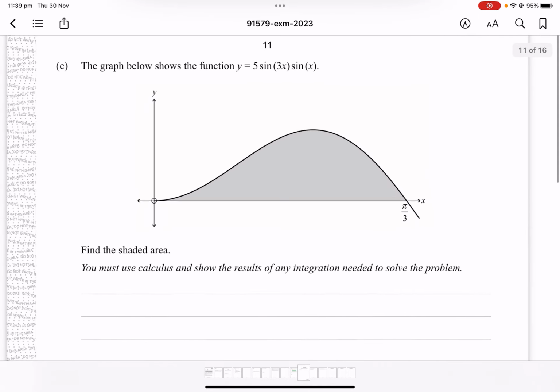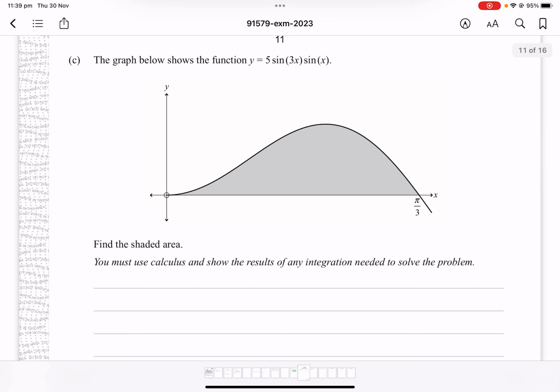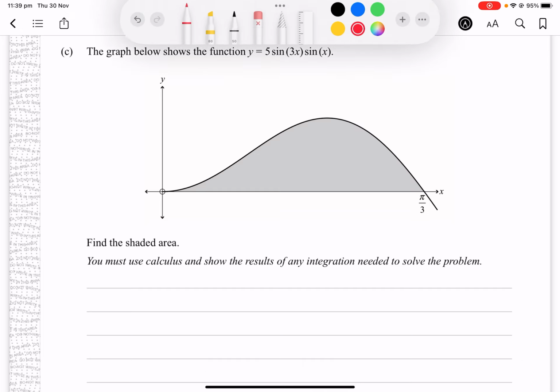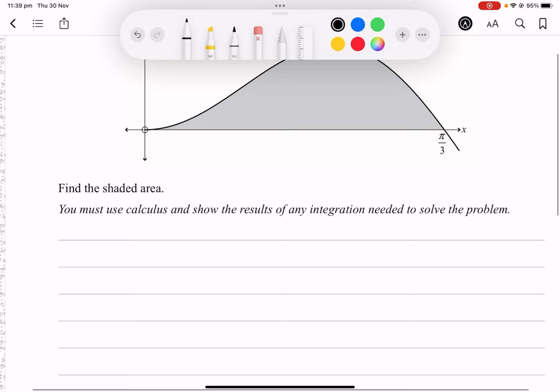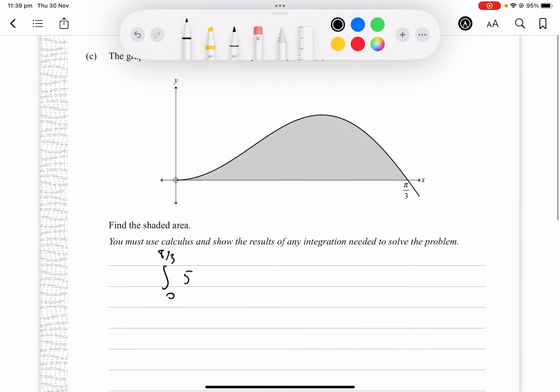Let's look at question C. The graph below shows the function y equals 5 sine of 3x sine of x. We want to find the shaded area. So for this question, it's just a matter of integrating between 0 and pi on 3. So we have the integral from 0 to pi on 3 of 5 sine of x sine of 3x dx. For these types of questions, you can't really integrate it directly, so in this case you want to simplify this expression into something that's easily integrable first.